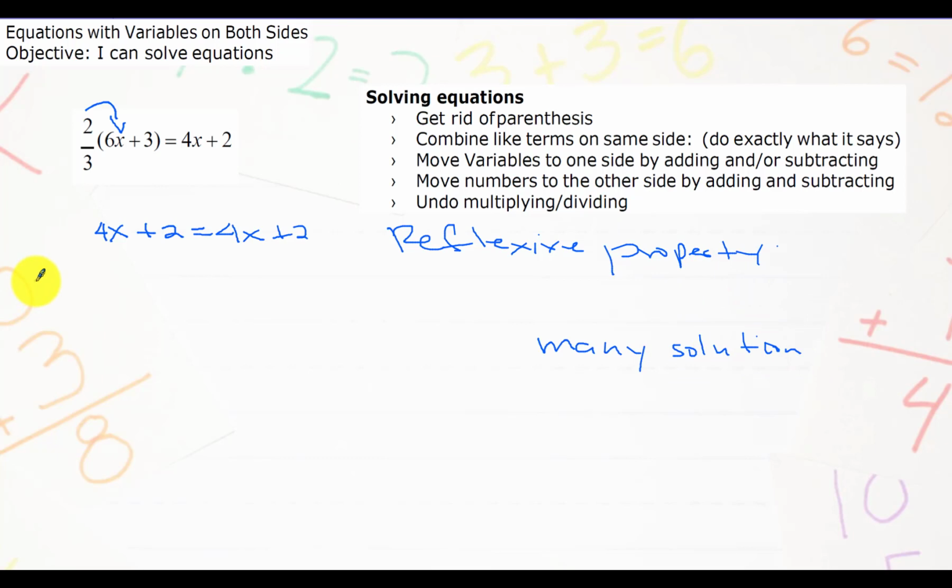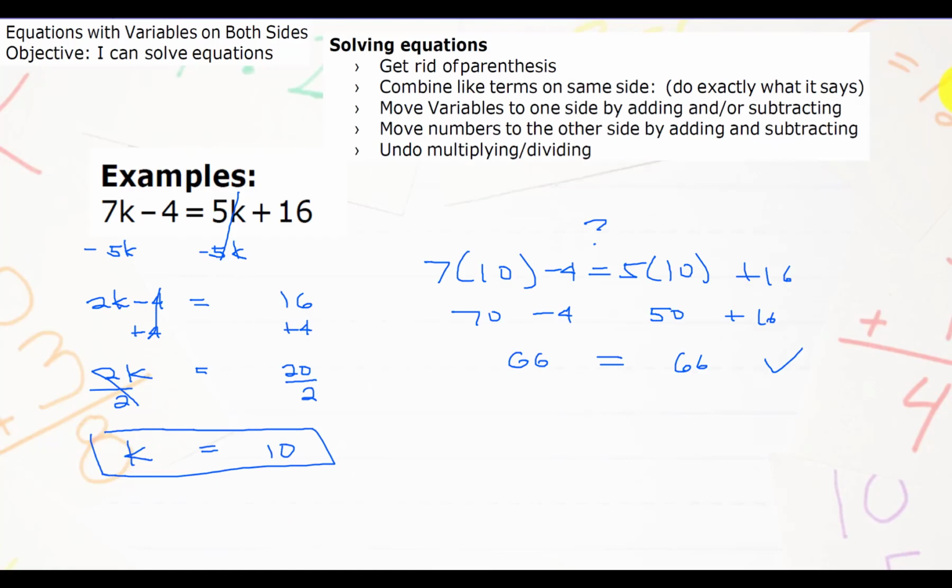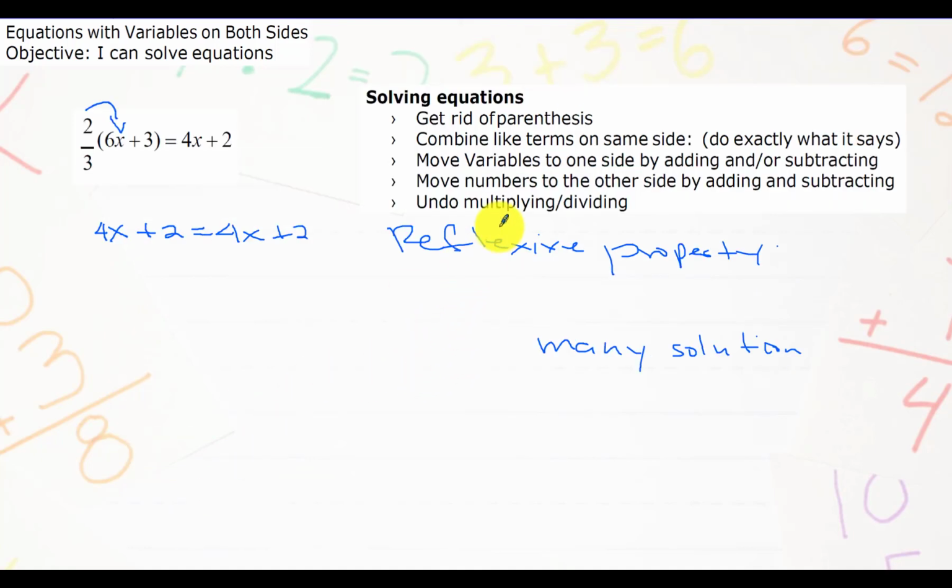As long as the left side is equal to the right side, we can stop there and say, all right, we will have here many solutions. Compared to the first question that we did, this one we only have one solution. It's just negative 15 over 7. Similarly, this one over here, we only have one solution, and the solution is k equals 10. But in this case, we had many solutions.